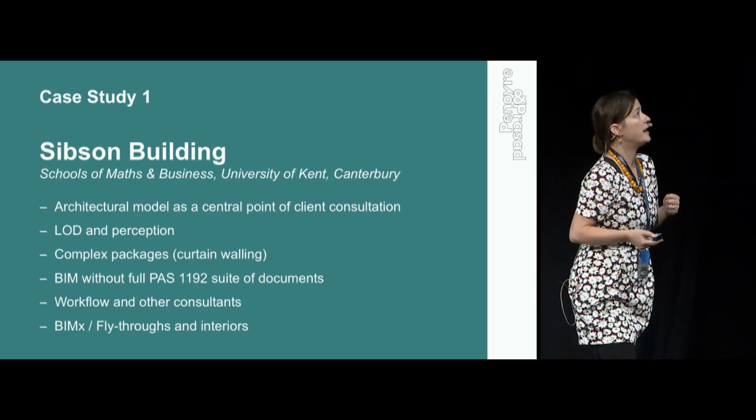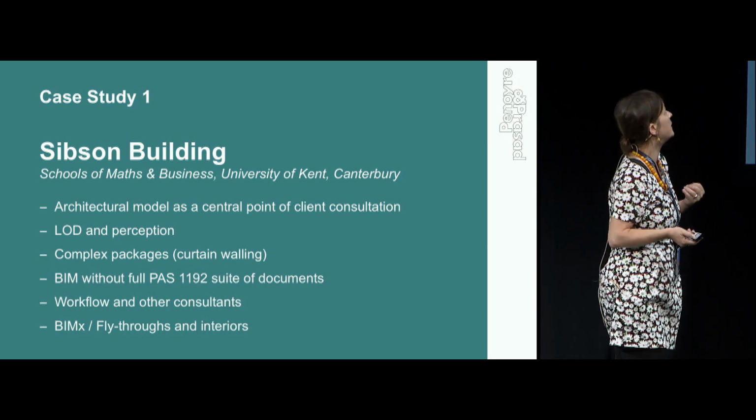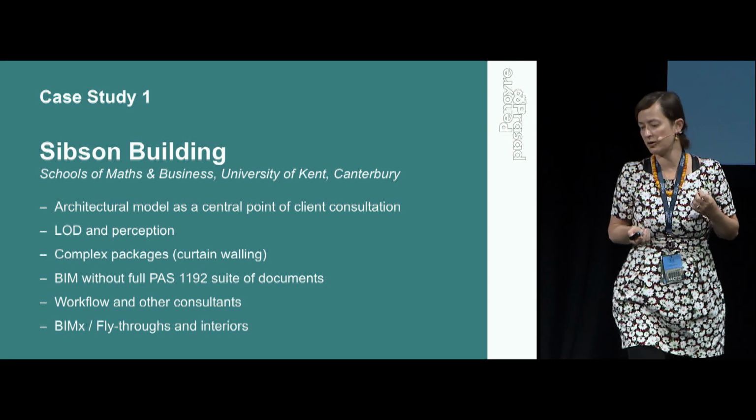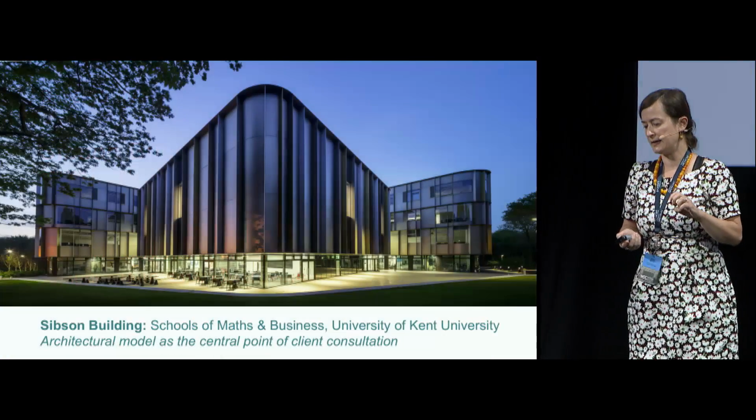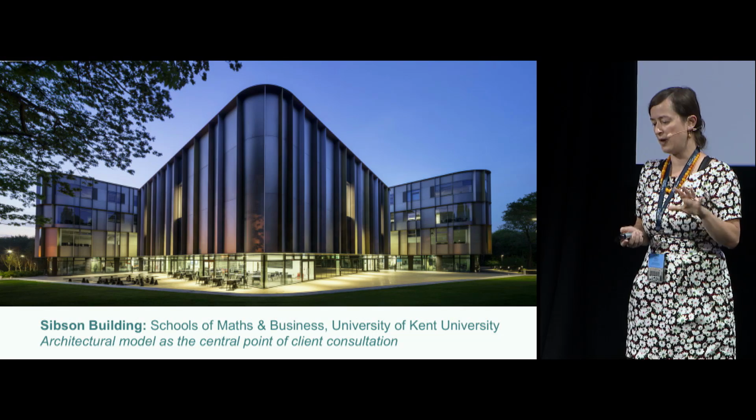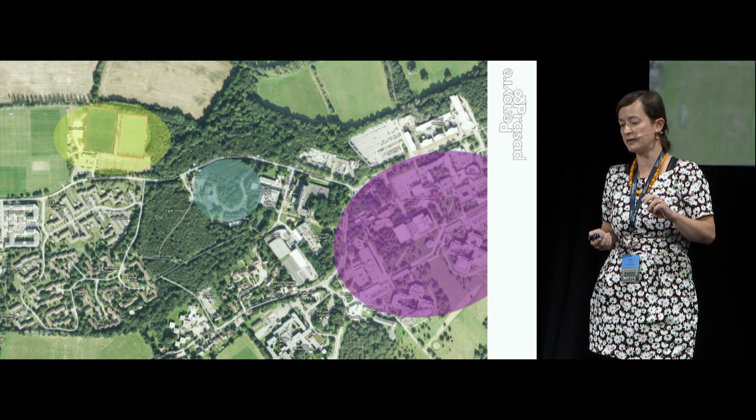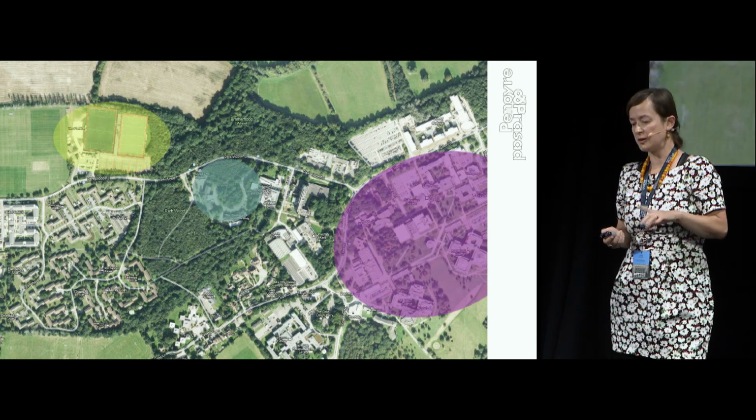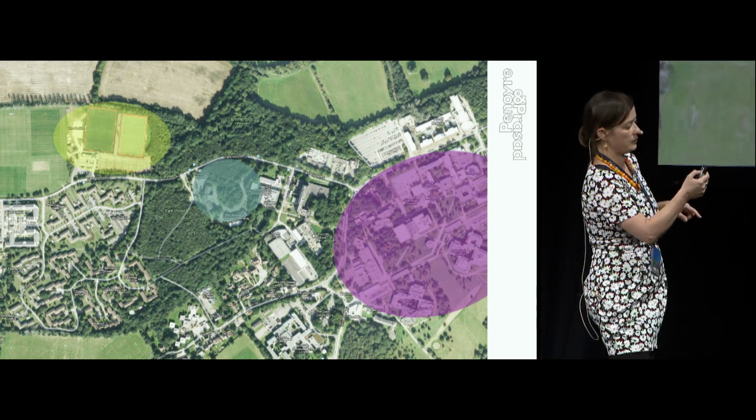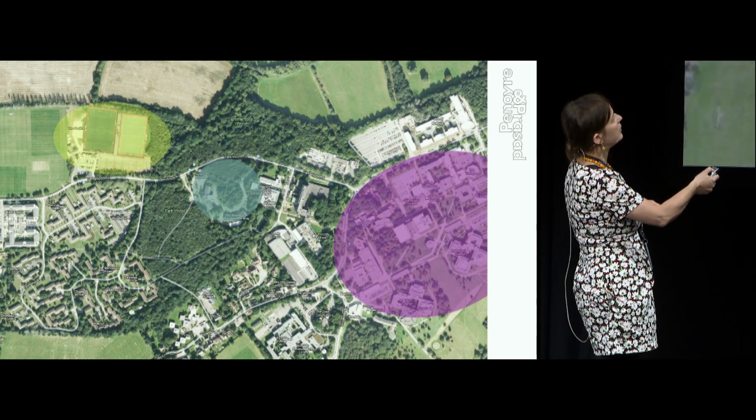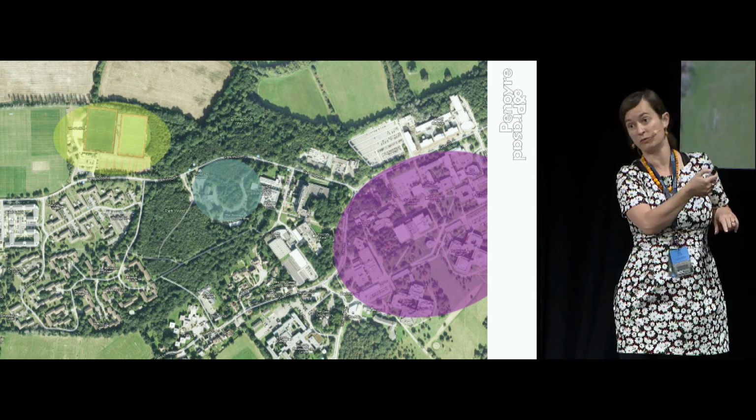First case study is a university building in Kent. It was completed a year ago or 2 years ago, and it's a combination of maths and business schools for the college. It's in Kent, and it's at an extraordinarily difficult site. University wanted a new building here, where there is an ancient woodland.